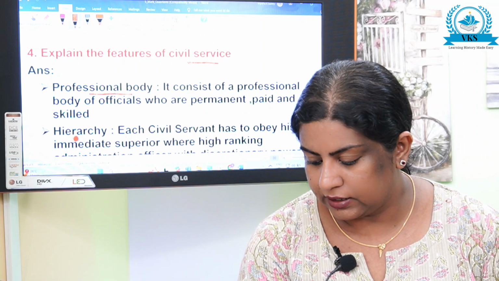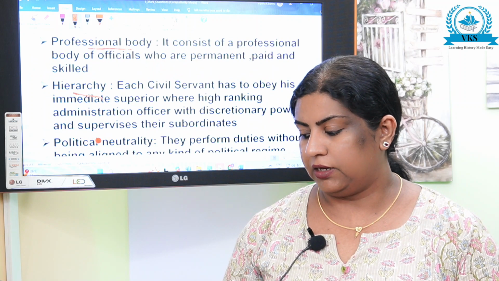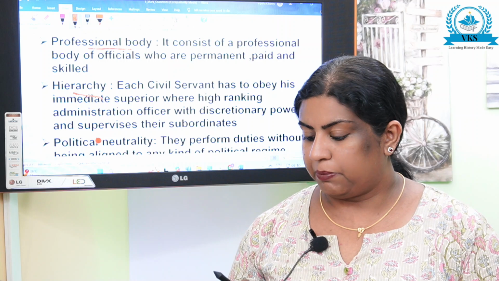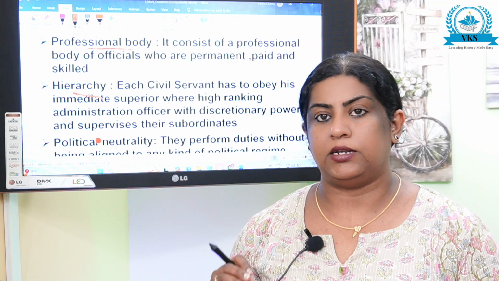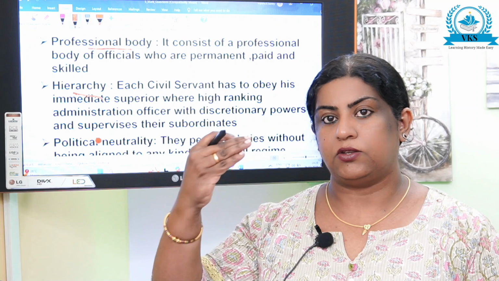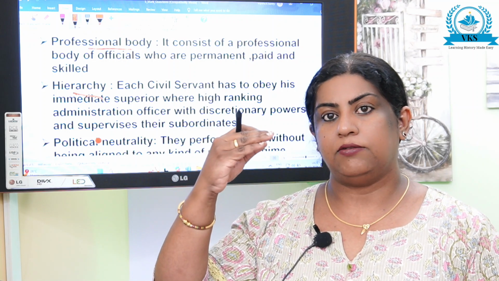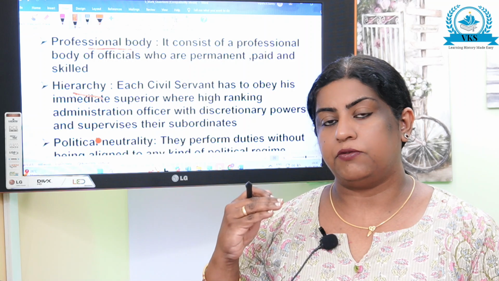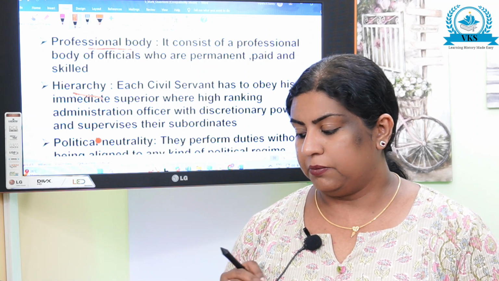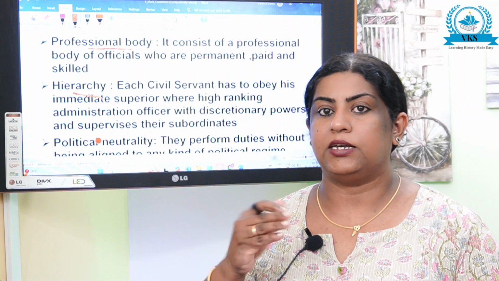Next one, hierarchy. Each civil servant has to obey his immediate superior, where a high-ranking administrative officer with discretionary powers supervises their subordinates. That is, each civil servant has to obey their immediate superior. Every civil servant will have a superior. So each civil servant has to report to his immediate superior, and a high-ranking administrative officer will have the discretionary powers to supervise their subordinates.